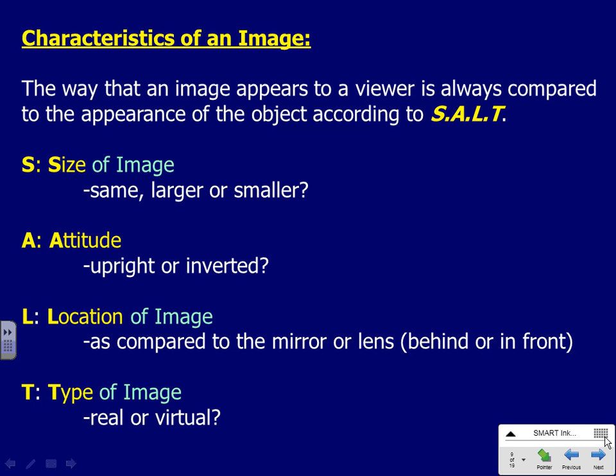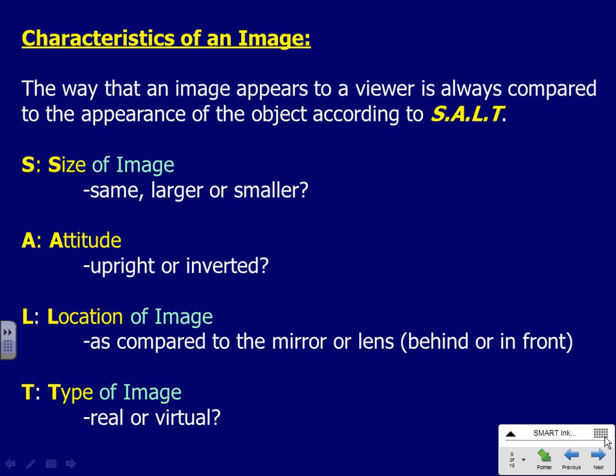Always compared to the object. What's the size? Yep, Marissa? Same. So for a plane mirror, it's the same. We're going to find when we have curved mirrors, it's not necessarily going to be the same. If you've ever looked at yourself in the back of a spoon, that's a curved reflector. Your face doesn't look the same as it does when you look in a regular mirror. So we will obviously have different answers other than the same. Attitude.